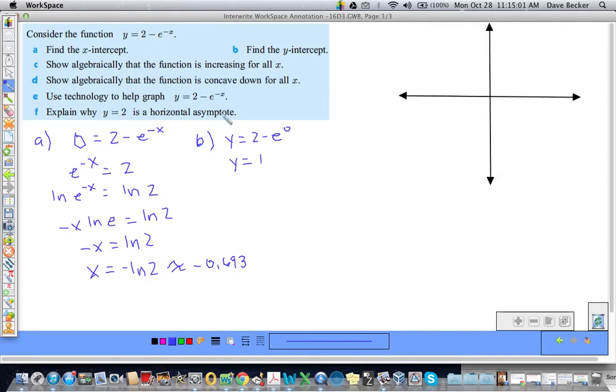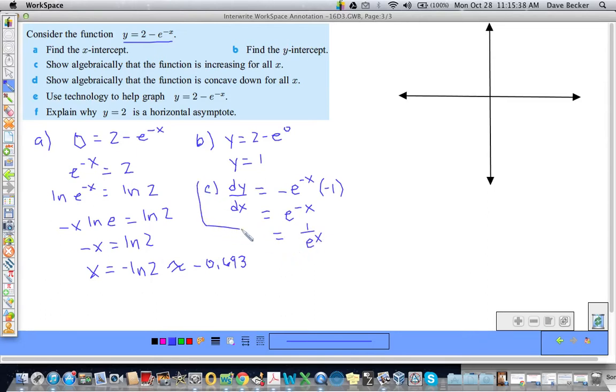Well, that's really algebra and calculus. So for C, I'm going to find dy/dx, and dy/dx is going to be equal to, derivative of 2 is 0, derivative of negative e to the negative x is negative e to the negative x, times the derivative of negative x, which is negative 1, so that's going to be e to the negative x. Okay, well, what do we know about e to the negative x? e to the negative x is equal to 1 over e to the x.